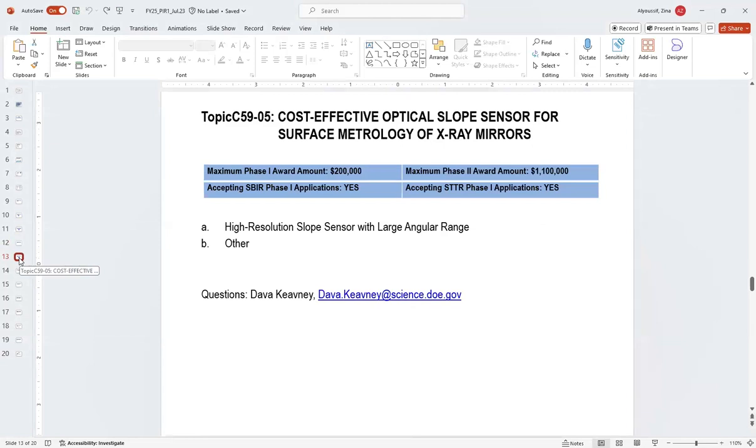We are looking to develop an advanced slope sensor for metrology of X-ray mirrors with sub 25 nanoradian RMS precision over at least a 15 milliradian angular range. And this system should be compact and easily integrable into new or existing X-ray metrology systems at synchrotron and other X-ray facilities and require minimal maintenance.